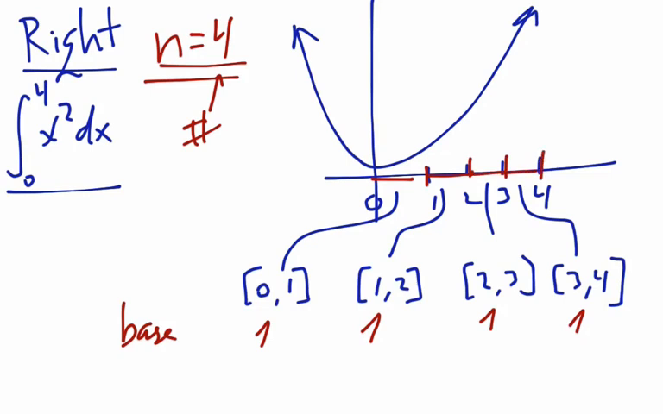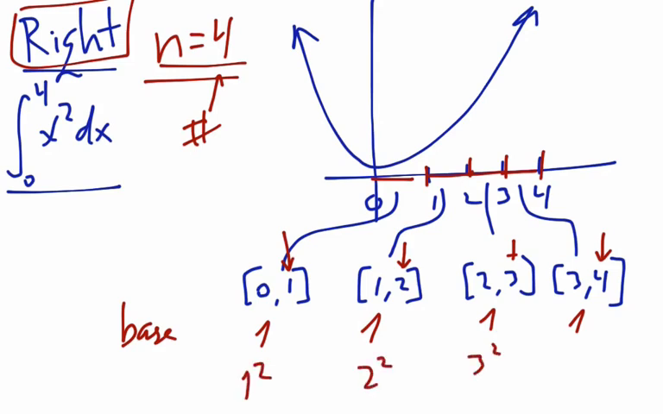And then to find the height, instead of using the left side like I did last time, because it's a right sum, I'm going to use the right-hand side for each of my intervals. And so I just plug in 1 squared. So I have 1 squared, 2 squared, 3 squared, and 4 squared. When I add these all up, oops, that should be a 4, 9, and 16.